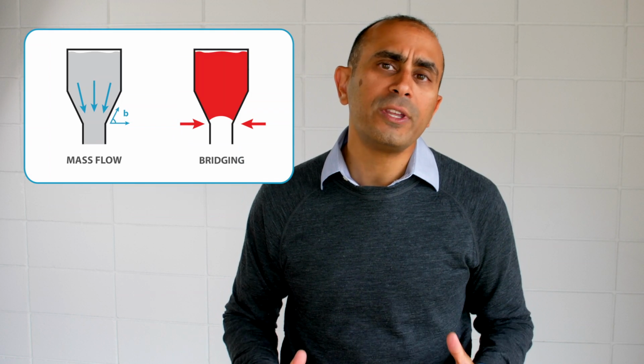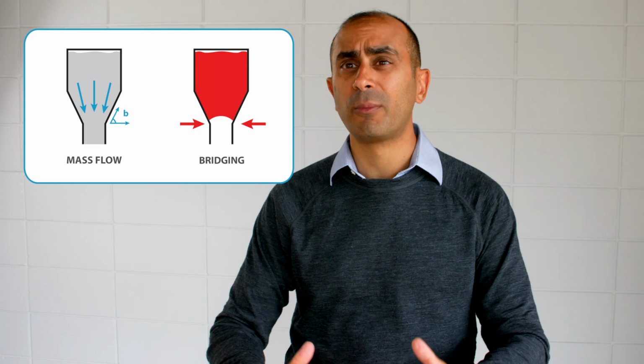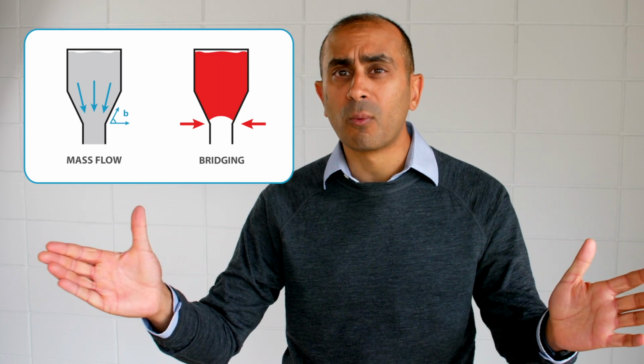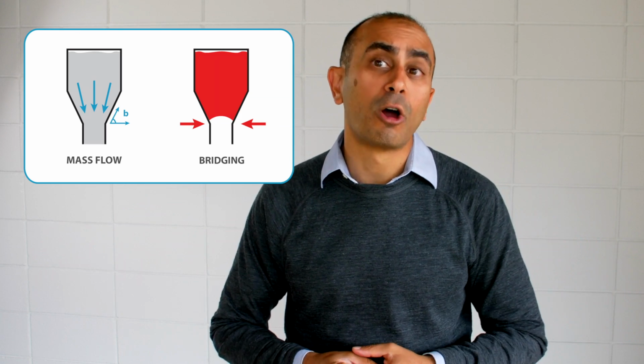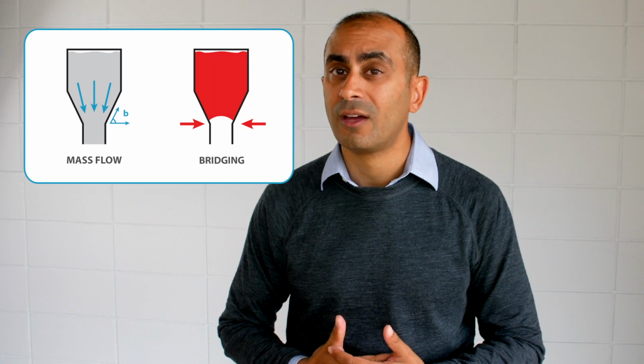The one caveat with expanded flow is that you must have true mass flow in the mass flow section to actually make it work. This means that not only does the geometry of the mass flow section need to be right, I'm talking about sufficiently steep hopper walls and a sufficiently large discharge opening to overcome the bulk solid's bridging dimension, but also the mass flow section's discharge opening must be fully effective.